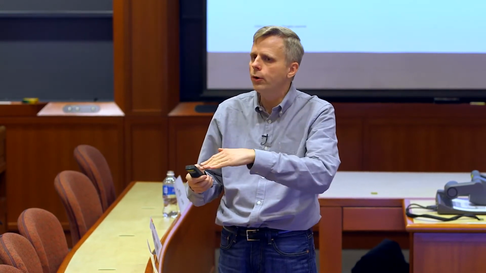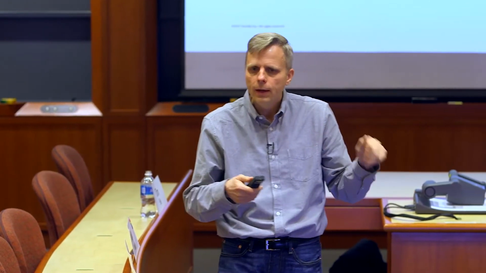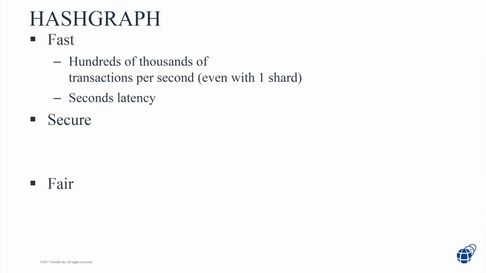If it's Bitcoin, you're more like 3 transactions per second. Different systems have different speeds. And then the other thing is latency. When I do my payment, how long is it before I know that the payment went through? And I know that everybody else knows that it went through. And I'm guaranteed mathematically that it went through. So two things, throughput and latency.